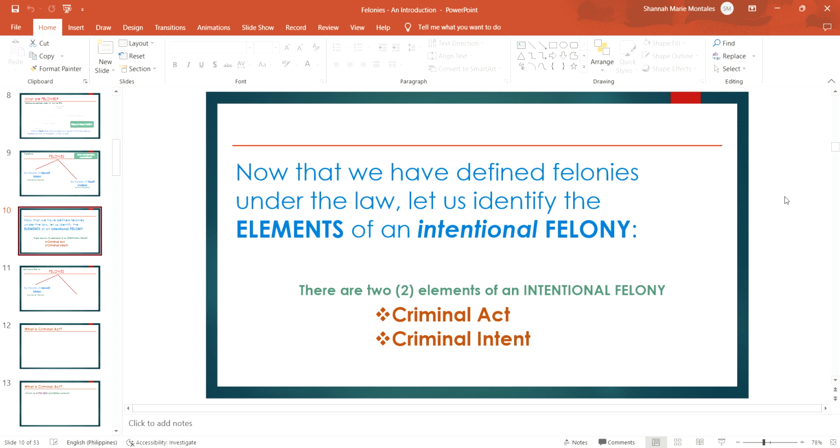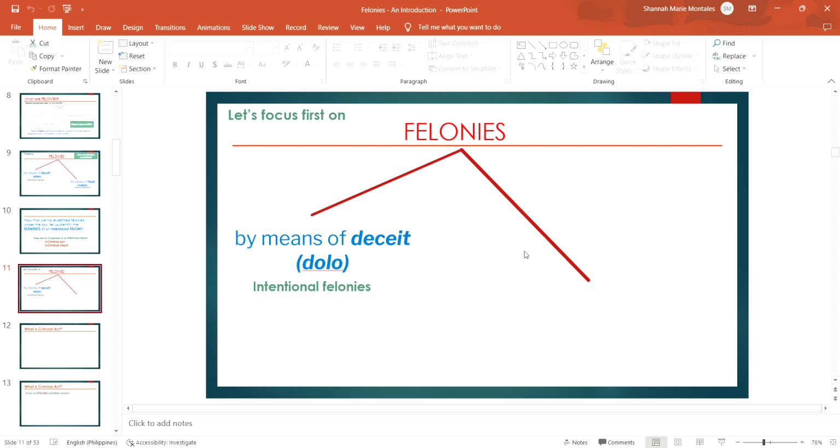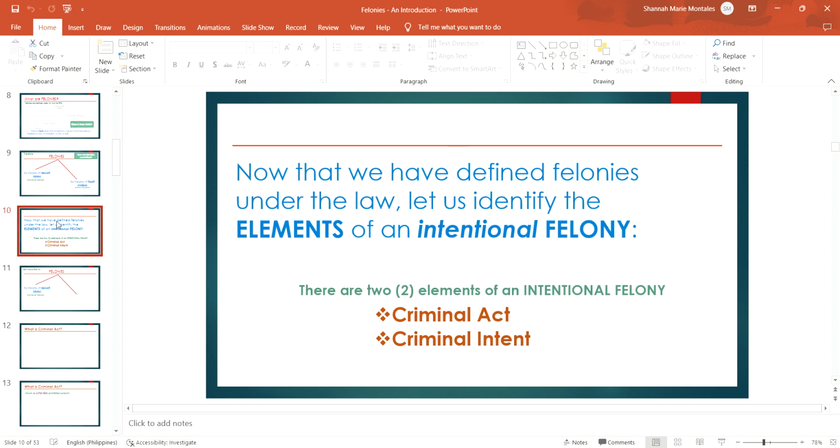Okay, now that we have defined felonies under the law, let us identify the elements of an intentional felony. So we are talking about felonies that are committed by means of deceit or dolo, or yung mga intentional felonies. Wag na muna tayo dito sa culpa. Dito na muna tayo sa intentional felonies. So under the law, there are two elements of an intentional felony: criminal act and criminal intent.